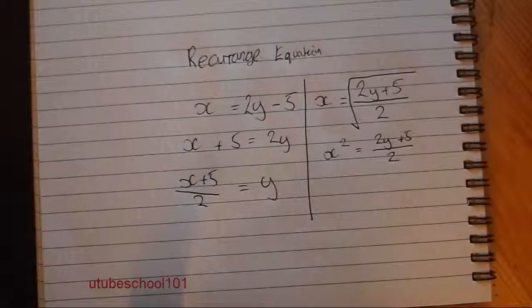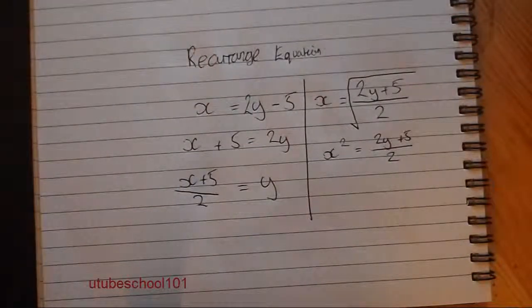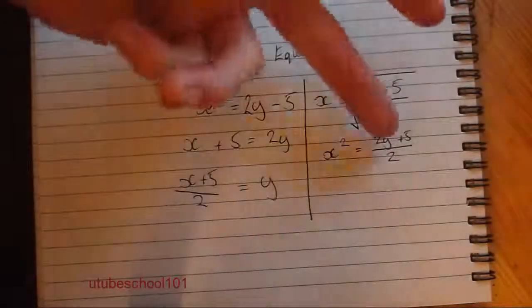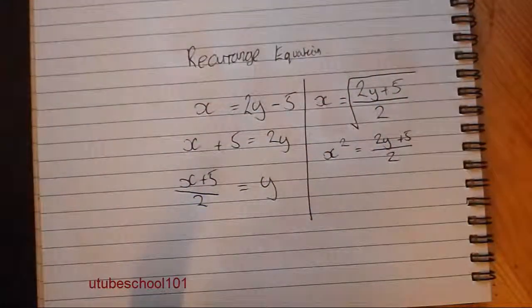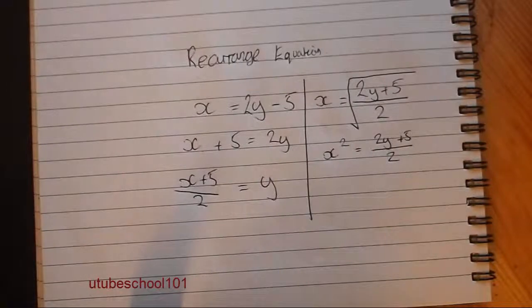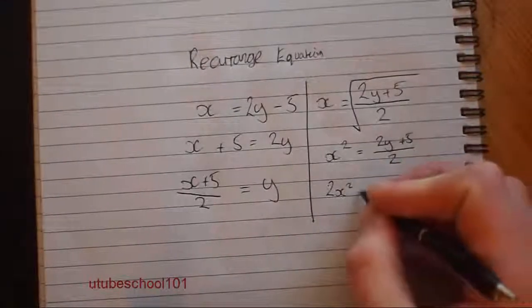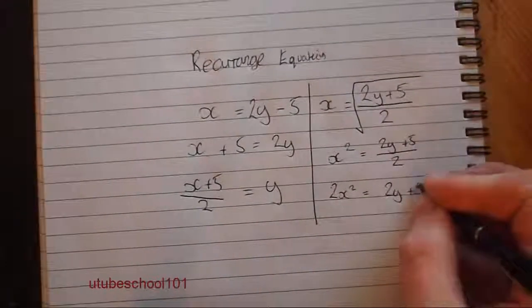So now we have this problem. Now we have to get rid of this divide bit because it's very hard to add or subtract anything when it's on top of a numerator. So to get rid of the value at the bottom, we multiply it. It's like if we have a half, we multiply it by 2 to get 1. We multiply it by 2 to get rid of the 2 at the bottom, and we're left with 1 at the top. So if we multiply it by 2, we get 2x squared equals 2y plus 5.